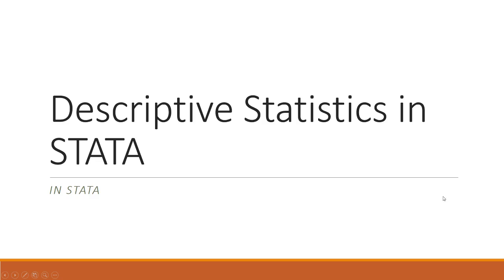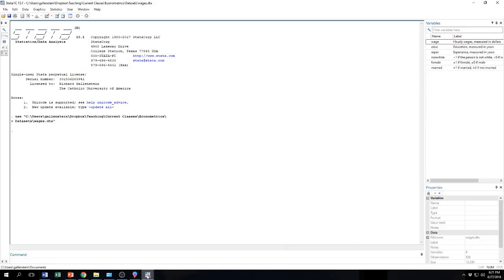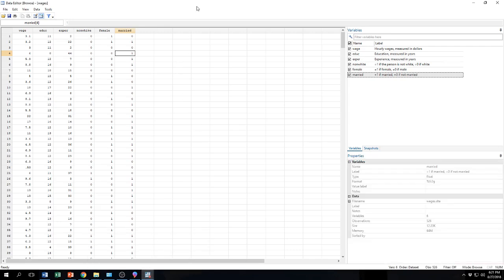Okay. Now, with all of that said, let's go ahead and do some descriptive statistics in Stata. All right. Let's generate some descriptive statistics. Again, let's open up Stata. And so we have our data set. Let's just remind ourselves of our data set. We have wages, education, experience, non-white, female, married. Okay, these are our variables.